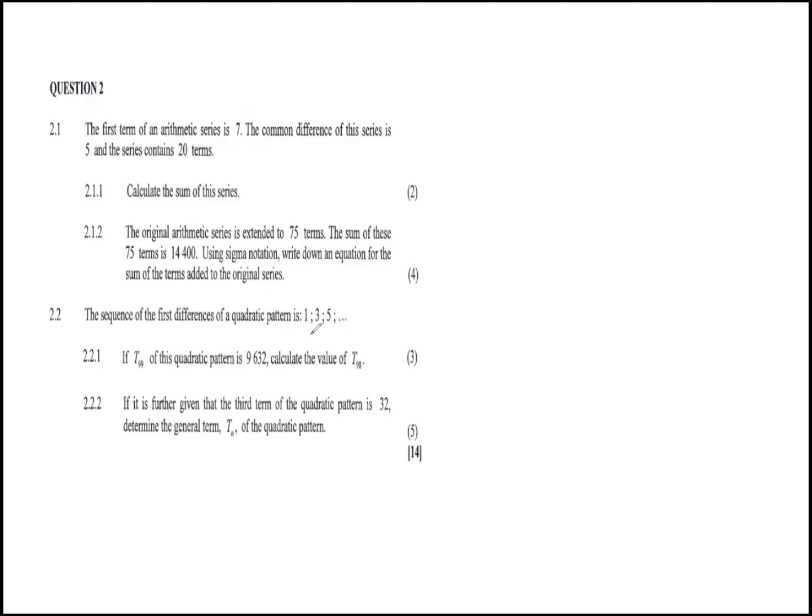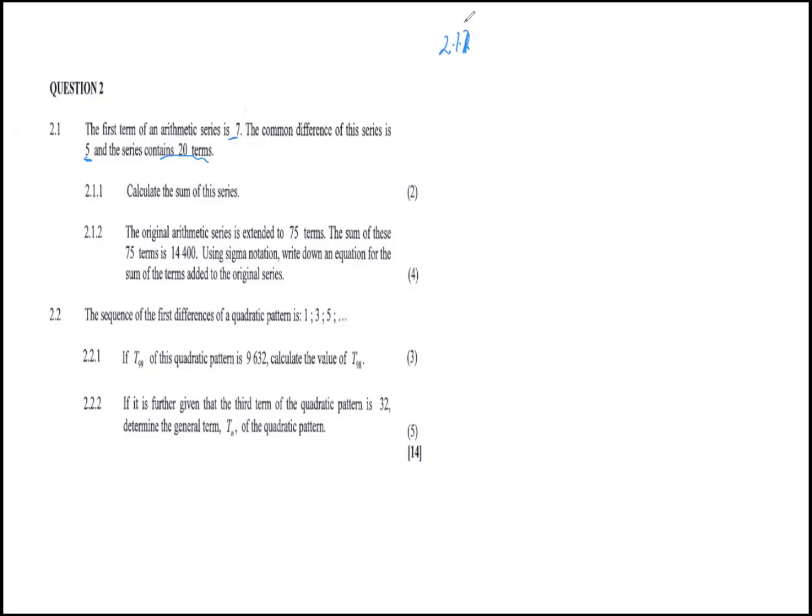All right, so now we have question 2 on our arithmetic and quadratic formula. So the first term of an arithmetic series, they say, is 7. The common difference of this series is 5, and the series contains 20 terms. Now, 2.1.1 is saying calculate the sum of this series.